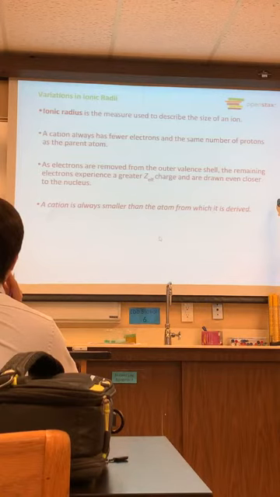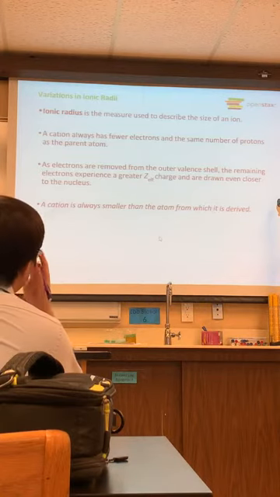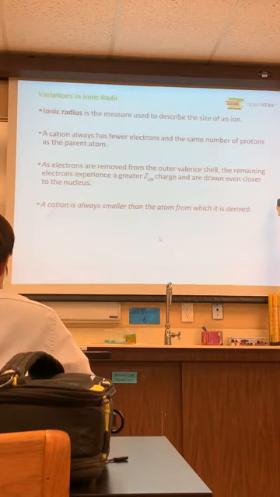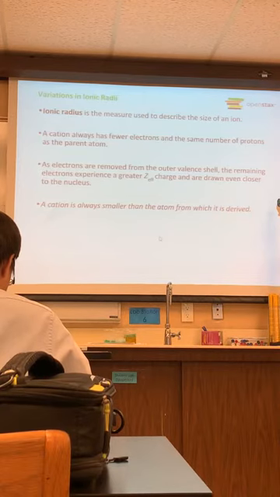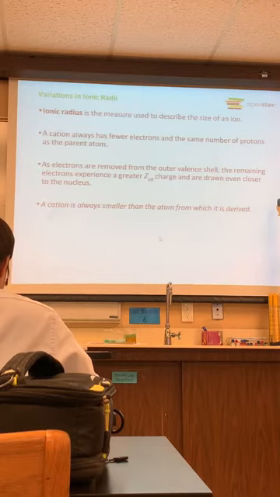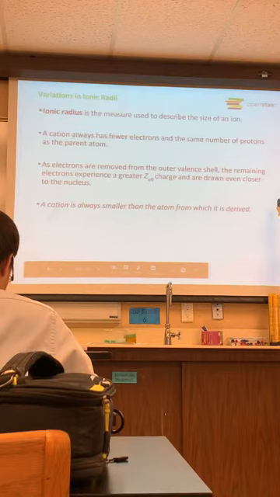If we look at the radius of an ion, how do you get an ion? You add or take away an electron. What happens if you add an electron? What kind of an ion do you get? A negative. What do we call that negative ion? An anion. Okay. If we add an extra electron, we get an anion.